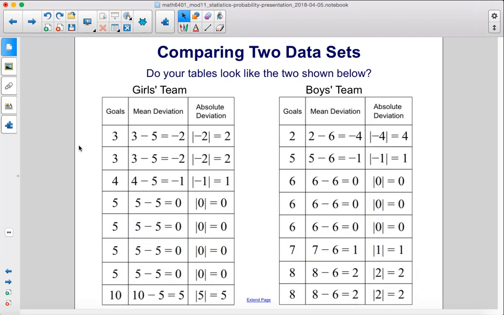Do your tables look like the two shown below? Yep, so these absolute deviations, 2, 2, 1, 0s, and 5, 4, 1, 0, 0, 0, 1, 2, and 2, are exactly as they are on the slide before.